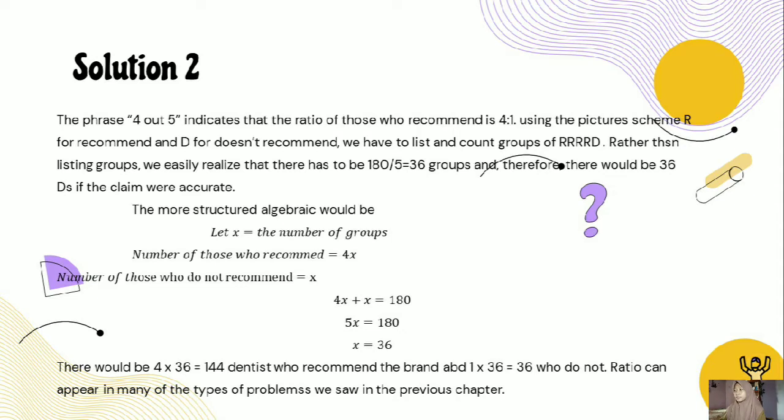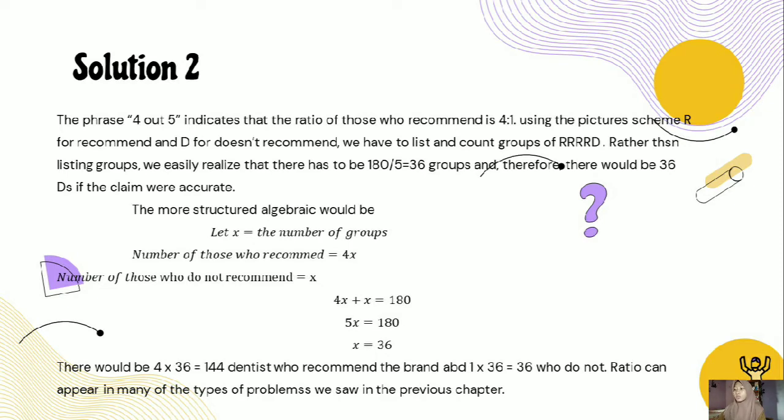Using the pictures, let R stand for recommend and D for doesn't recommend. We have to list and count groups of RRRR, D. Rather than listing groups, we easily realize that there have to be 180 divided by 5 equals 36 groups, and therefore there will be 36 Ds if the claim were accurate.